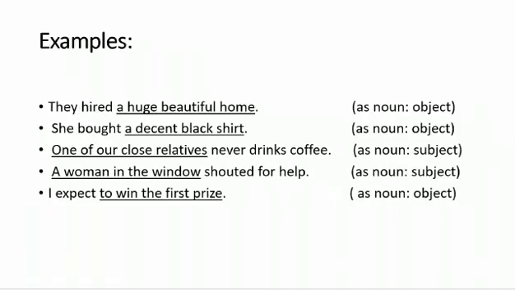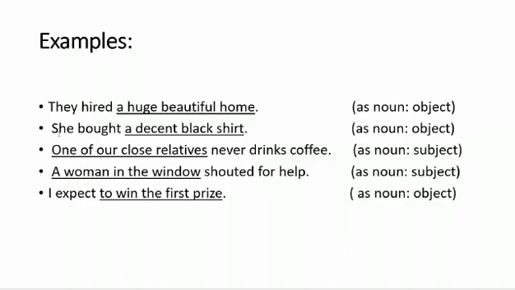Now look at examples of noun phrase. But before we start our examples, well, dear students, keep in your mind that a noun phrase acts as a subject of the sentence and sometimes it acts as object of the sentence. Now look at these examples carefully. Number one, they hired a huge beautiful home. Over here, noun phrase is used as object. They hired what? They hired a huge beautiful home. So a huge beautiful home is acting as a noun phrase and object of the verb hired.